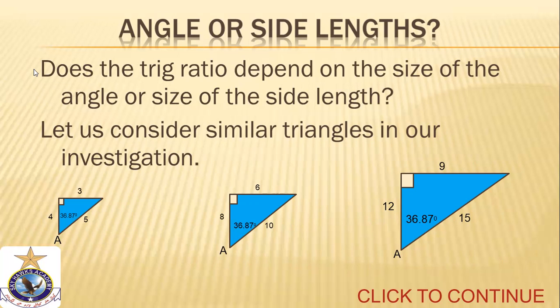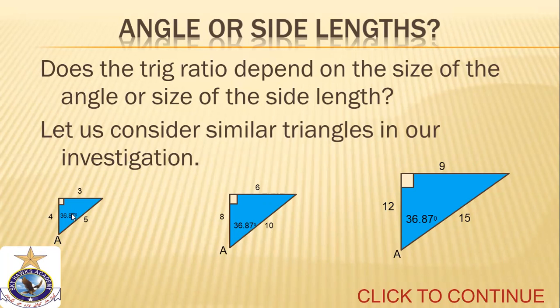So what we can say is that the trigonometric ratio depends upon size or angles. Size depends upon the sides, the length of the sides of the triangle.